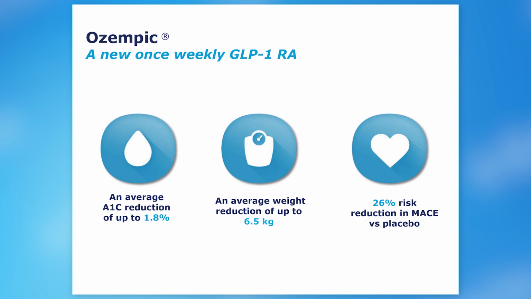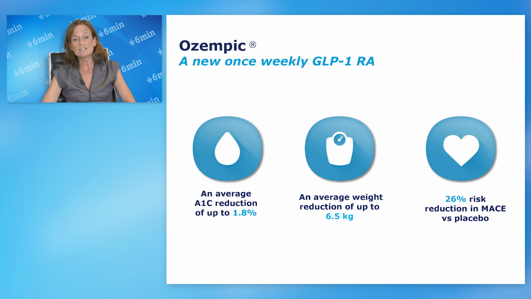To summarize my presentation before I let you go, Ozempic is a new once-weekly GLP-1 receptor agonist. It is really suitable as a once-weekly injection. It has an average reduction in HbA1c up to approximately 1.8%, an average weight reduction of up to 6.5 kilos. Of course, there are patients that lose less, but there are certainly also patients that lose more. I said 27% lose more than 10%, and then it has, as judged by the SUSTAIN 6, a 26% risk reduction in MACE versus placebo.